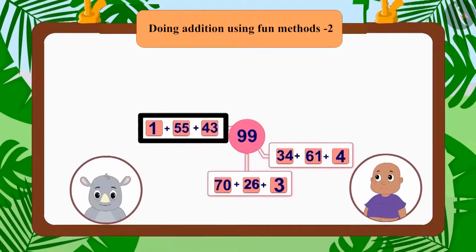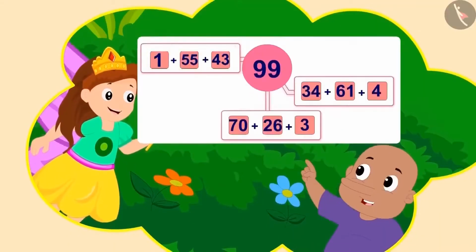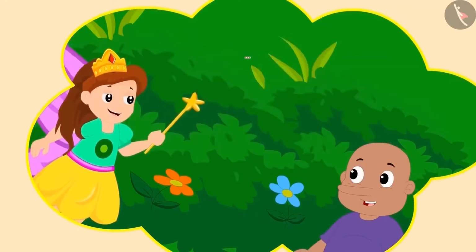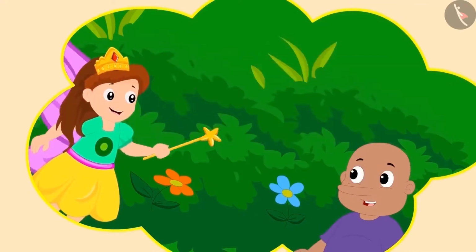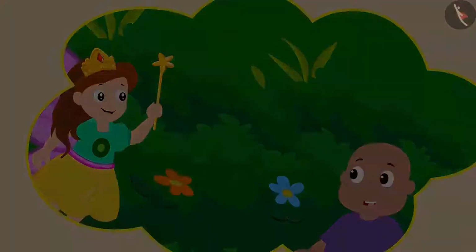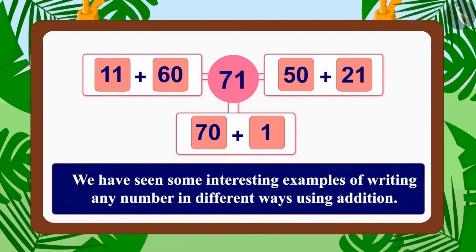At night, Bablu showed Gaggu's answer to the angel. Gaggu's answers were correct. The angel fixed Bablu's nose perfectly. Bablu promised never to do mischiefs again. Children, in this lesson, we have seen some interesting examples of writing any number in different ways using addition.